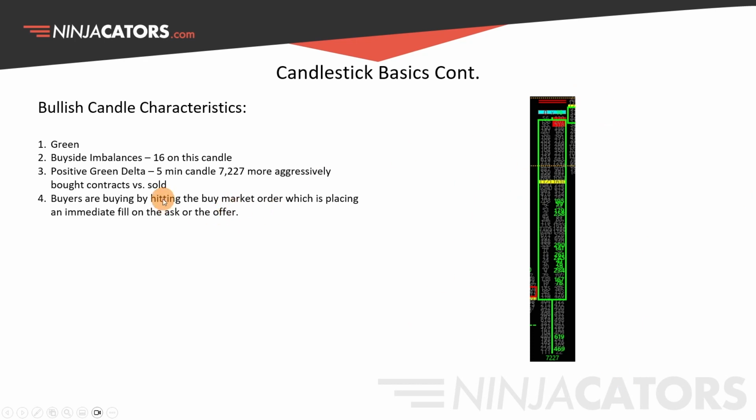So it's obviously green, and you can see that it has what I call, and they're called, buy side imbalances. So this here on the right side of your candle is the buy side of the candle. And what you have here are imbalances of highly aggressive buyers that are 3 times as aggressive as the sellers on the opposite side.